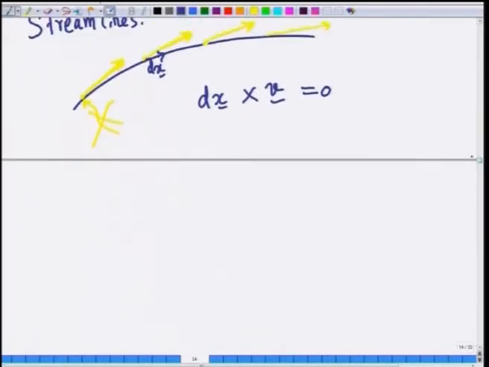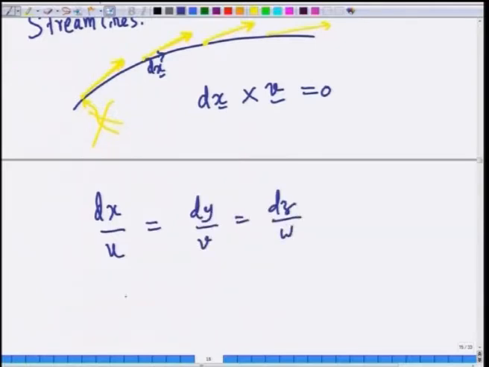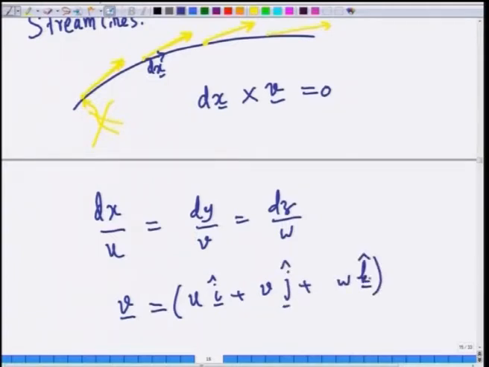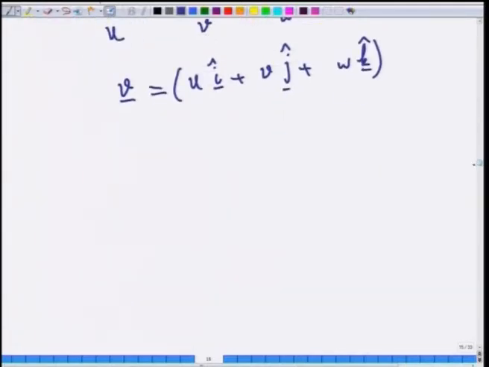That gives rise to the equation governing a streamline, which is dx by u is dy by v is dz by w, where the velocity vector is given by u times i plus v times j plus w times k, namely the 3 components along the 3 Cartesian directions x, y and z. So, u, v and w are the 3 scalar components of the velocity.